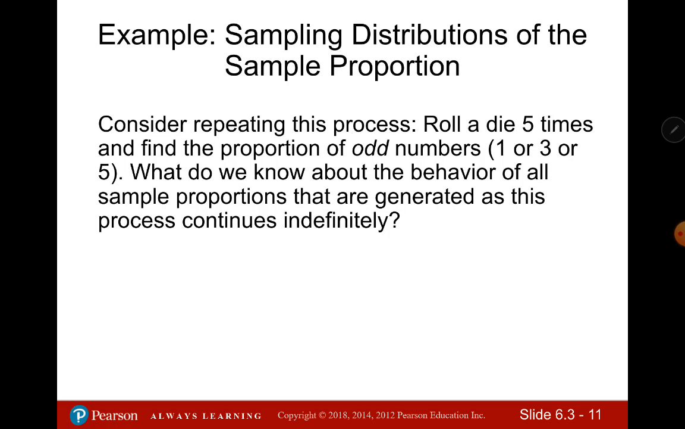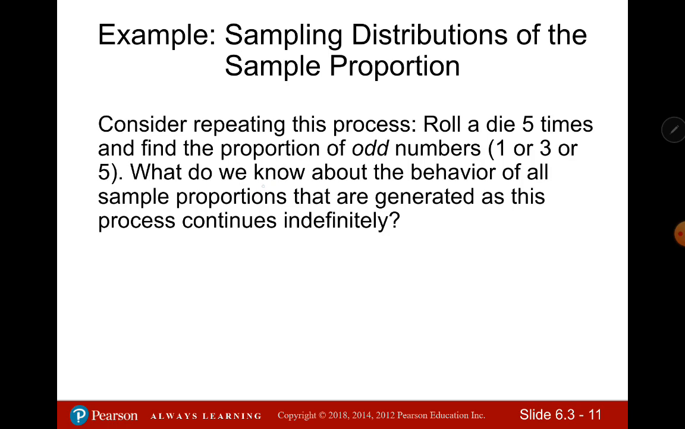Repeating the process: roll a die 5 times. Each time we roll a die 5 times, and we repeat this process lots of times. We want to find the proportion of odd numbers. Roll a die 5 times, we will get 5 numbers as our result. Then we try to get the proportion of odd numbers. We can only have 1, 3, 5.